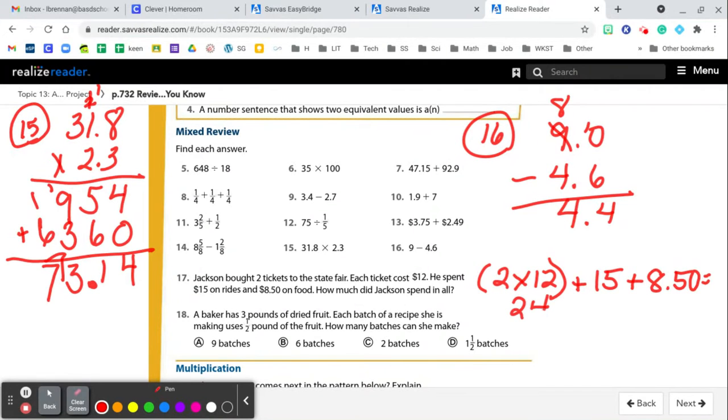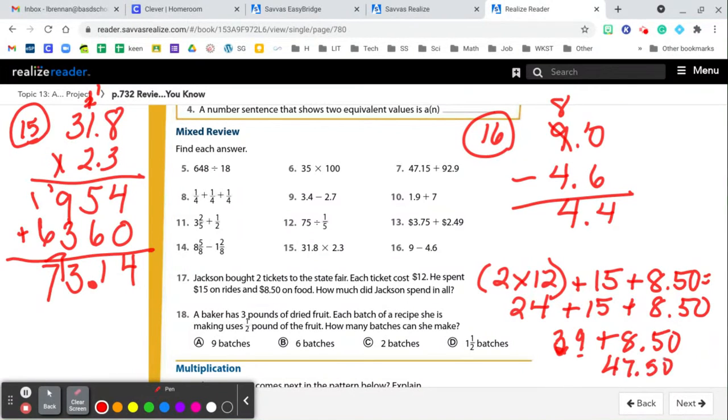Solve what's inside the parentheses first. And then we're going to add the rest of the values. I can regroup because it's addition, so I can move things around if I want to. 24 plus 15 is 39. And 39 plus 8.50 is $47.50.